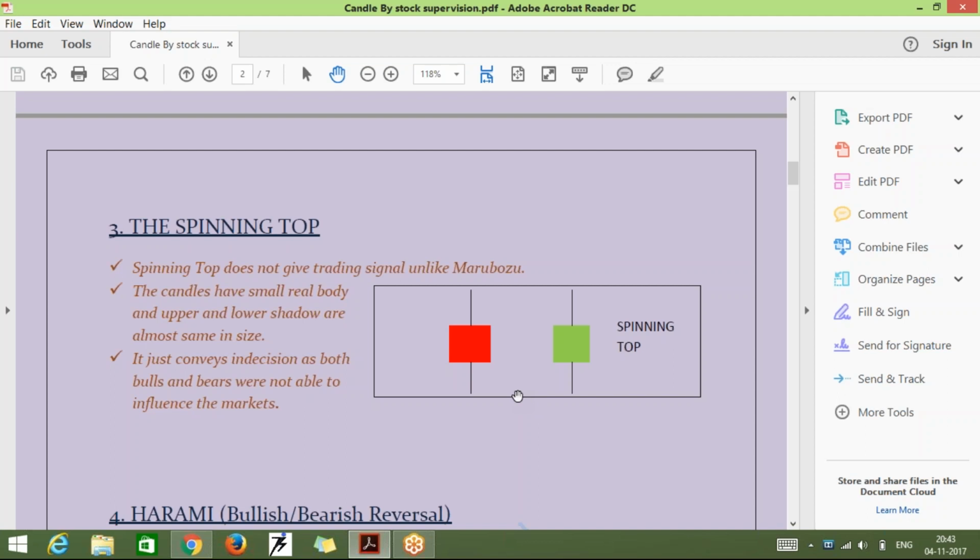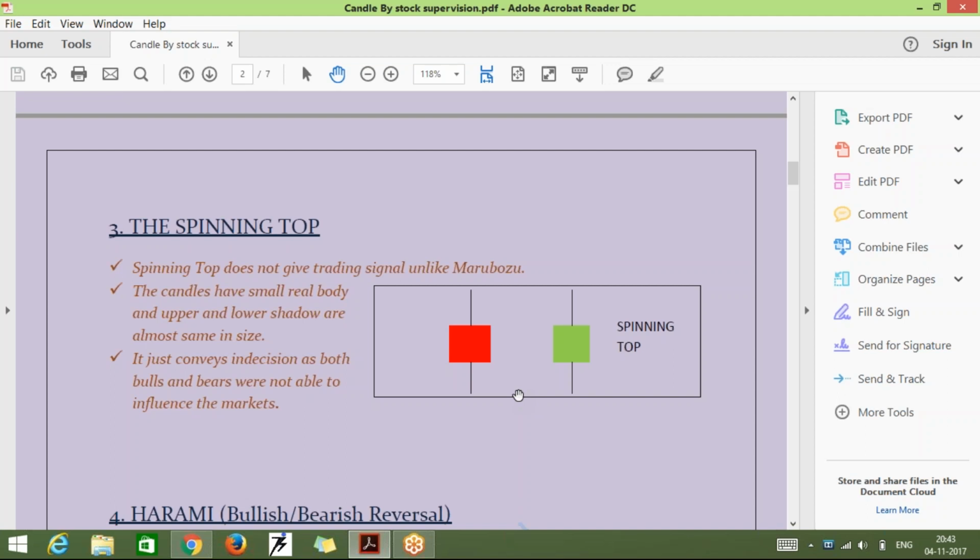The candle has a small real body, and the upper and lower shadows are almost the same in size. So the lower and upper shadows in a spinning top are the same in size. It just conveys indecision, as both bulls and bears were not able to influence the market. Again the same situation as doji, but here we can see a range in price, but in a doji there is no range. Exactly the open is equal to the close.